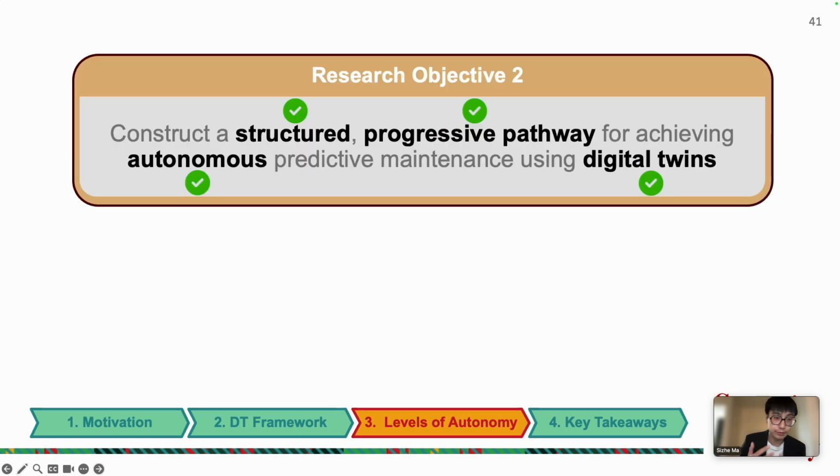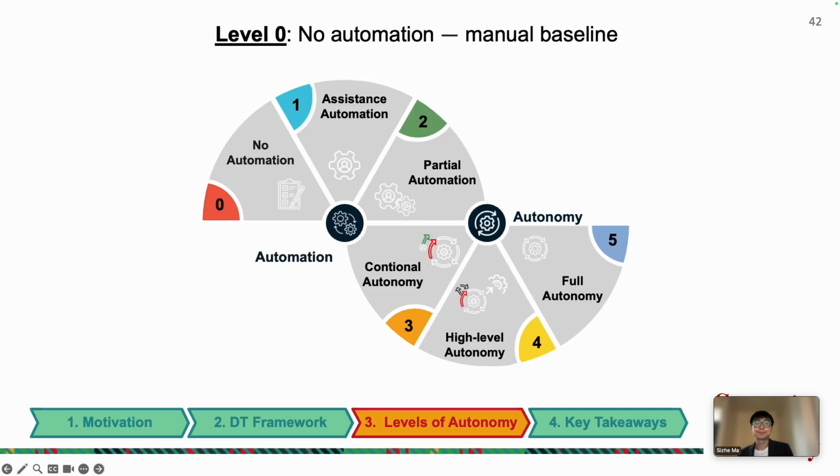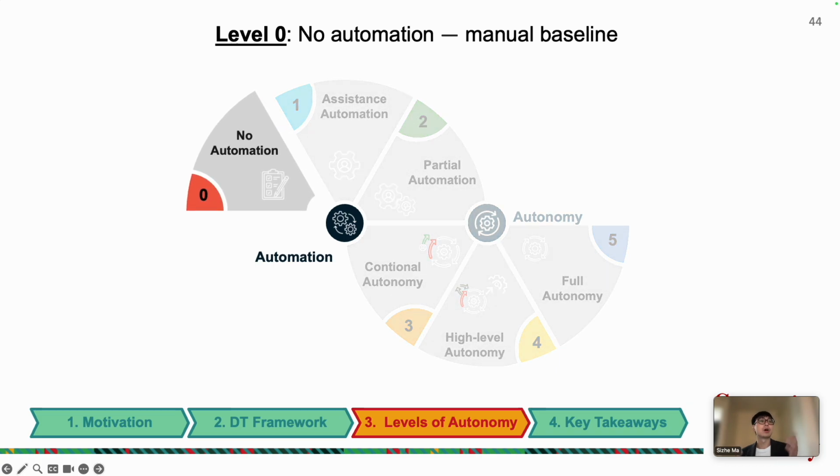So since we now have a full understanding of this objective, we can now start to look at this pathway more specifically. And similar to the previous illustrative example, here we'll use the same example to help contextualize different stages in a real-world context. To start with, we have level 0, which is no automation. Basically, at level 0, all of the predictive maintenance tasks are carried out fully manually.